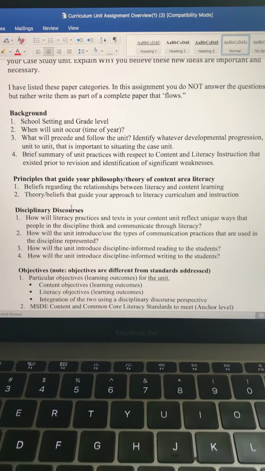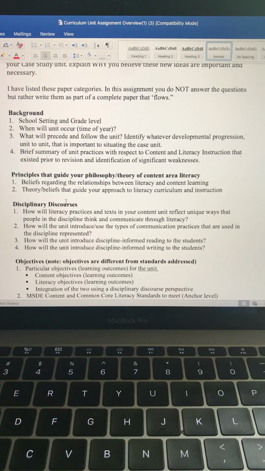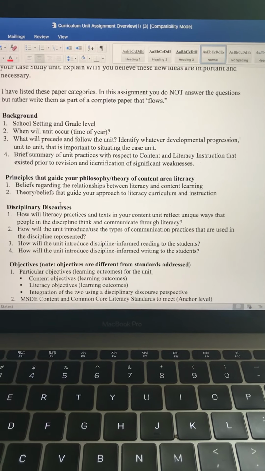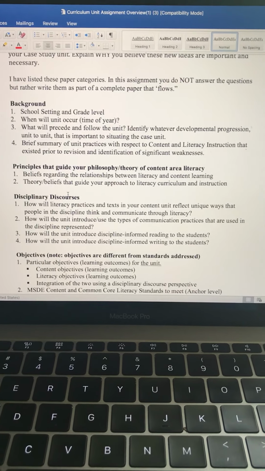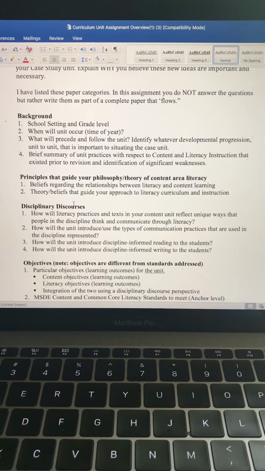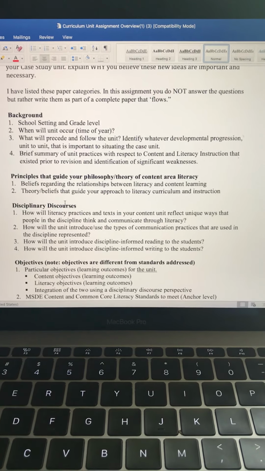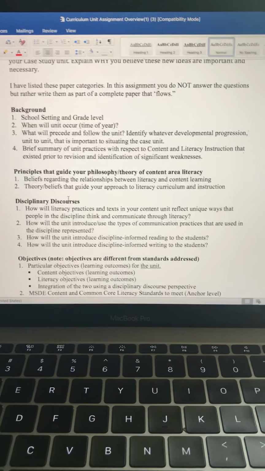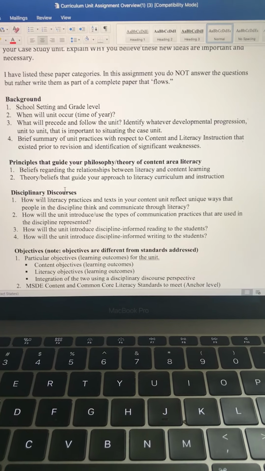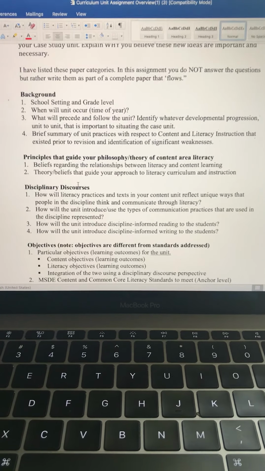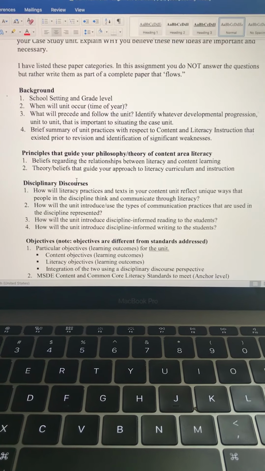So again, this disciplinary discourse, think about it in the way that, what kinds of opportunities are my students going to have to think and act like a scientist or a geologist or a historian or a mathematician, whatever unit you decide to use for your case study modification.